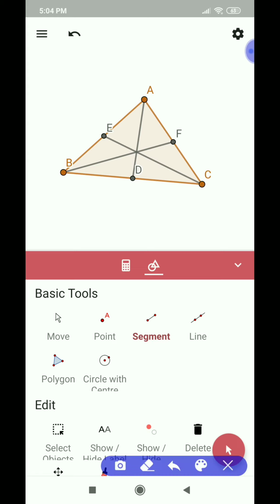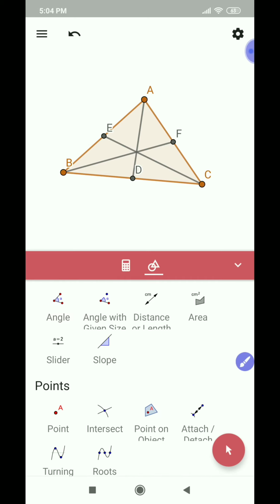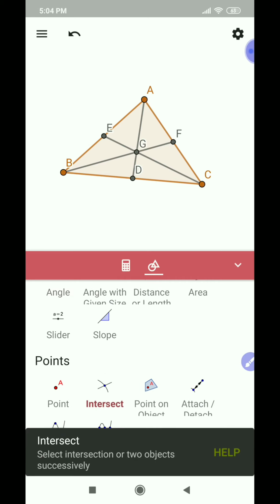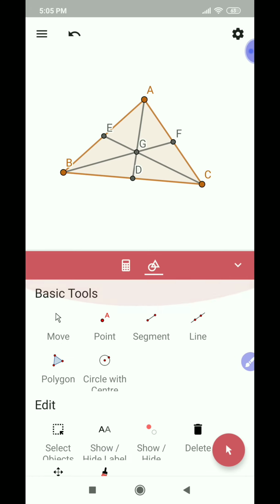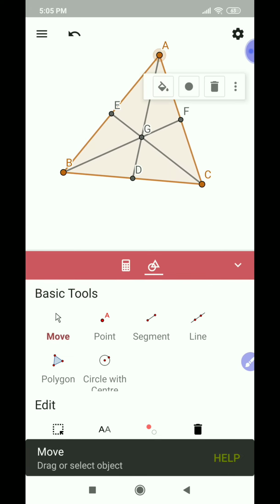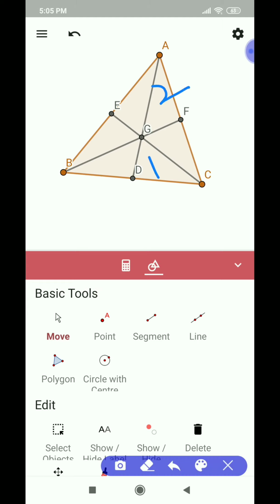Wow, what is your observation? All medians are, yes, concurrent. What do we call this concurrent point? It is called the centroid and it is denoted with the letter G. Now, the median is divided by this G in a 2 is to 1 ratio from the vertex side.